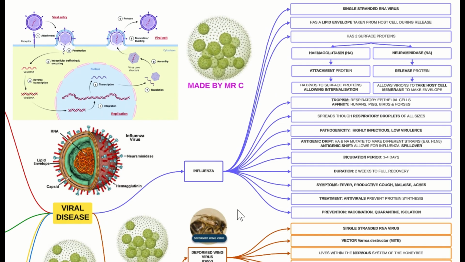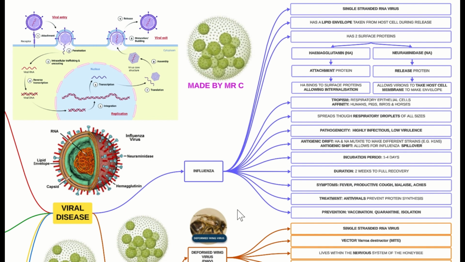Okay, next we're going to talk about influenza. Again, it's a single-stranded RNA virus with a lipid envelope. It has 2 surface proteins of note. It has hemagglutinin, which is HA, which is an attachment protein, and when HA binds to the surface proteins, it allows for internalization. The other one is called neuraminidase, or NA. It's a protein that allows for the release of the virus.